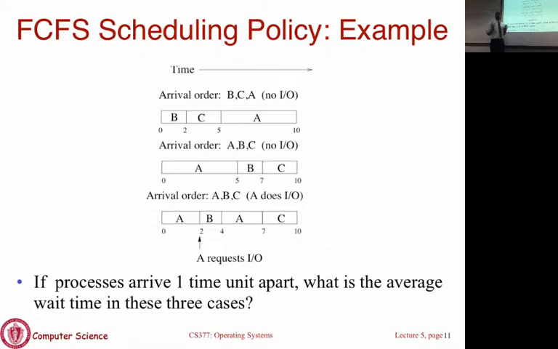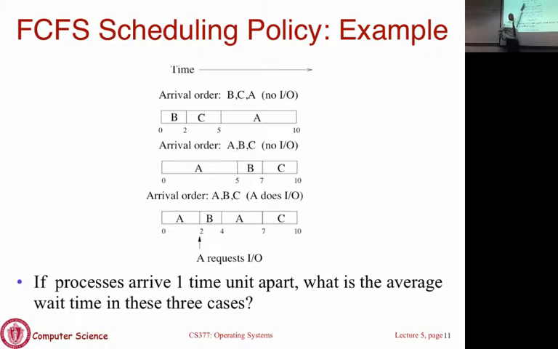But for now, jobs are equivalent to processes. So we'll assume there are three jobs, A, B, and C. And they all arrive at time 0, but in the order B, C, A in the ready queue. So that's the order in which they get to run. B gets to go first.